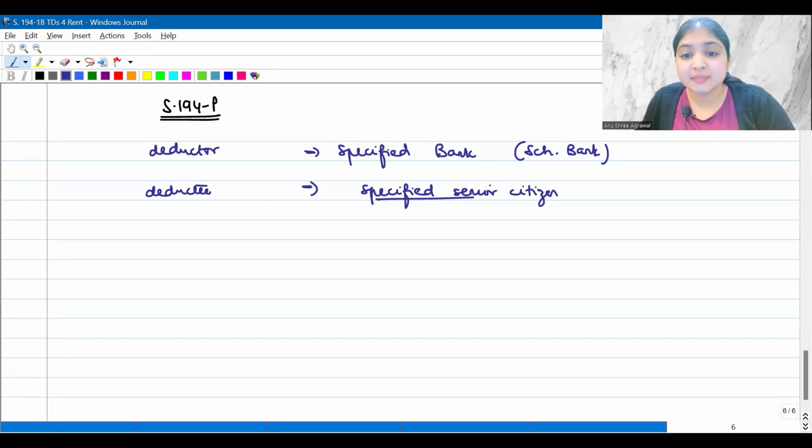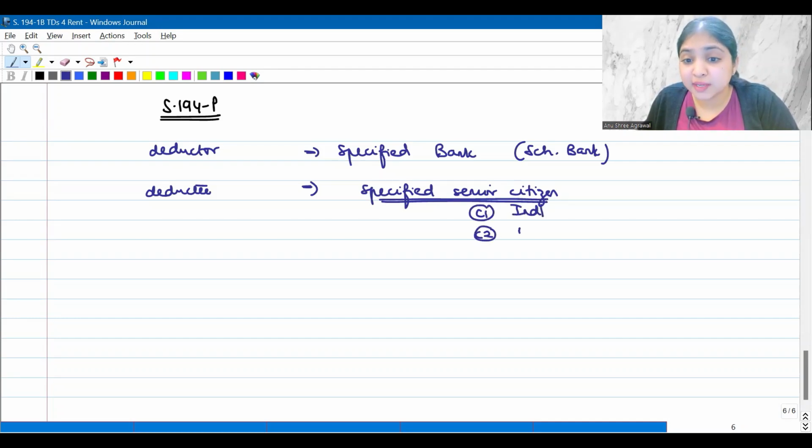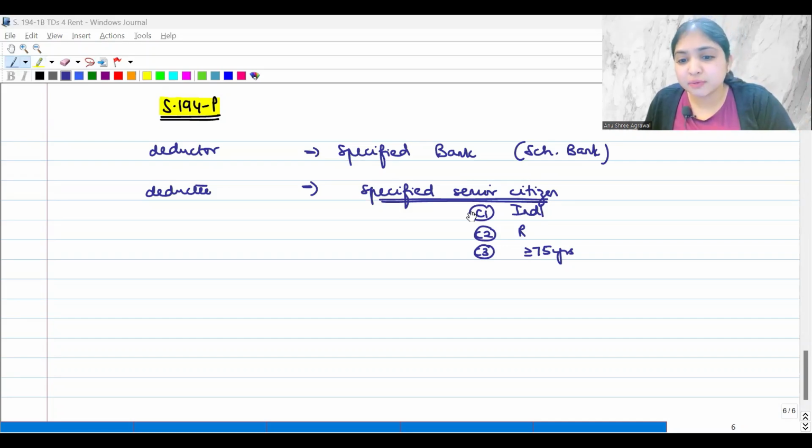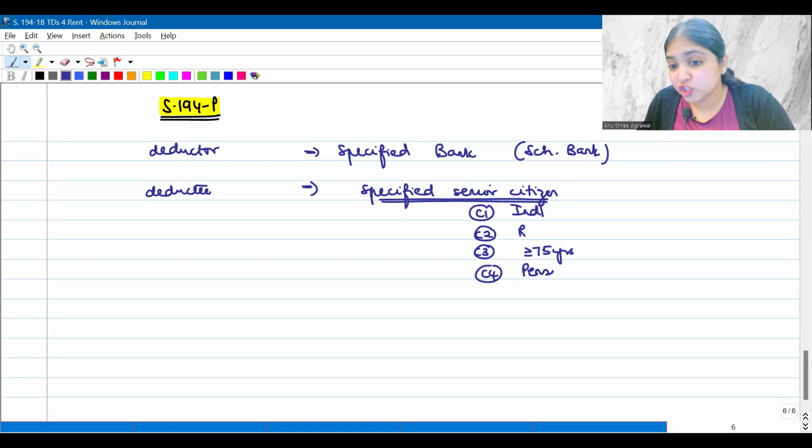A specified senior citizen is a person who fulfills multiple conditions. Condition number 1, he has to be an individual, of course. Condition number 2, he is a resident. Condition number 3, he is at least 75 years old. Generally, when I say senior citizen, we talk about at least 60 years old. But under section 194P, a specified senior citizen has to be at least 75 years old. Condition number 4, he is having pension income.